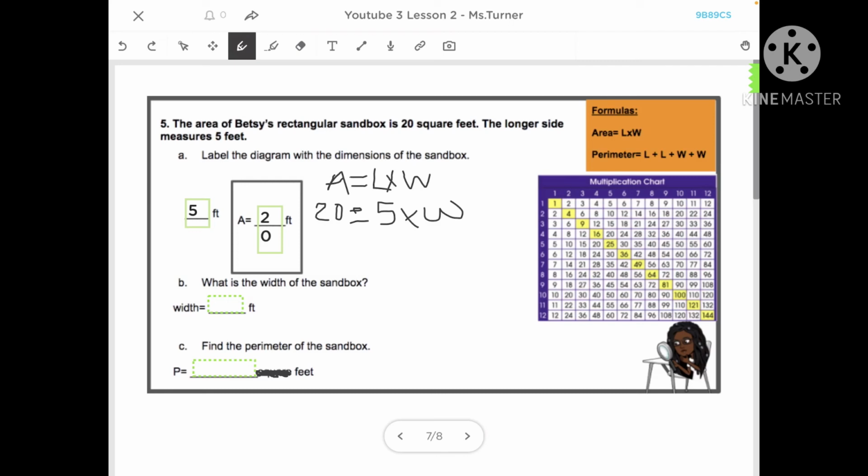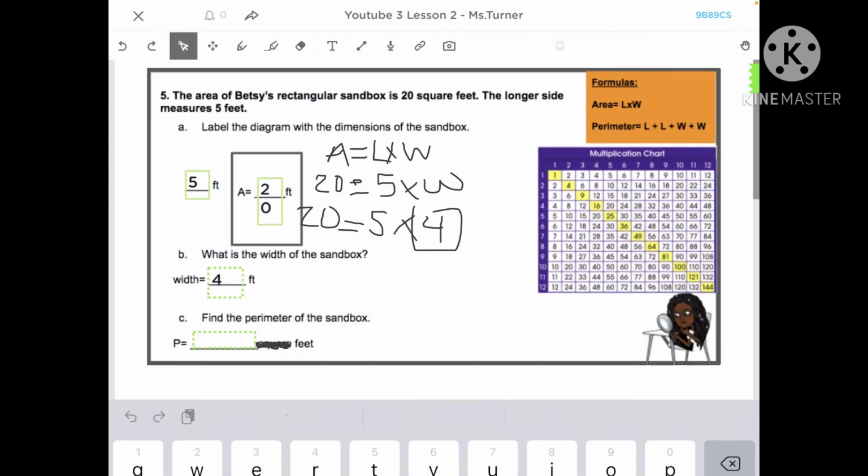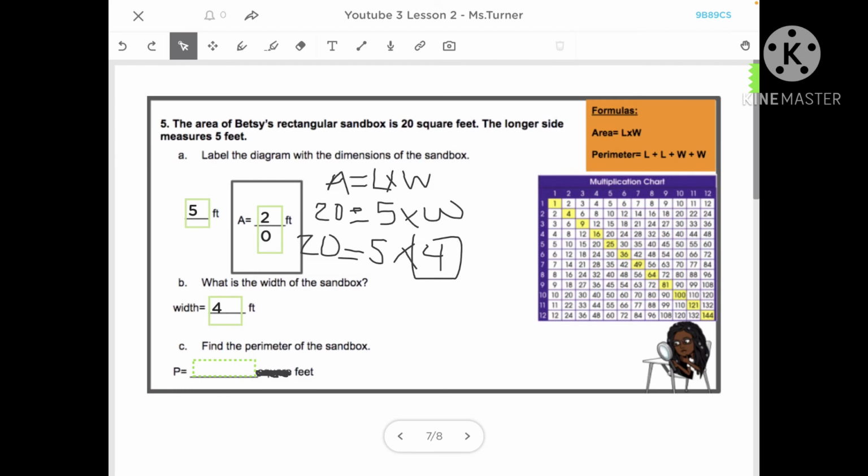Well, we can count by 5s. 5, 10, 15, 20. How many 5s do we have to add in order to get to 20? Yeah, that's right, 4. So 5 times 4 equals 20. So that means that my width, that magic number we're looking for, is 4. My width is 4 feet.